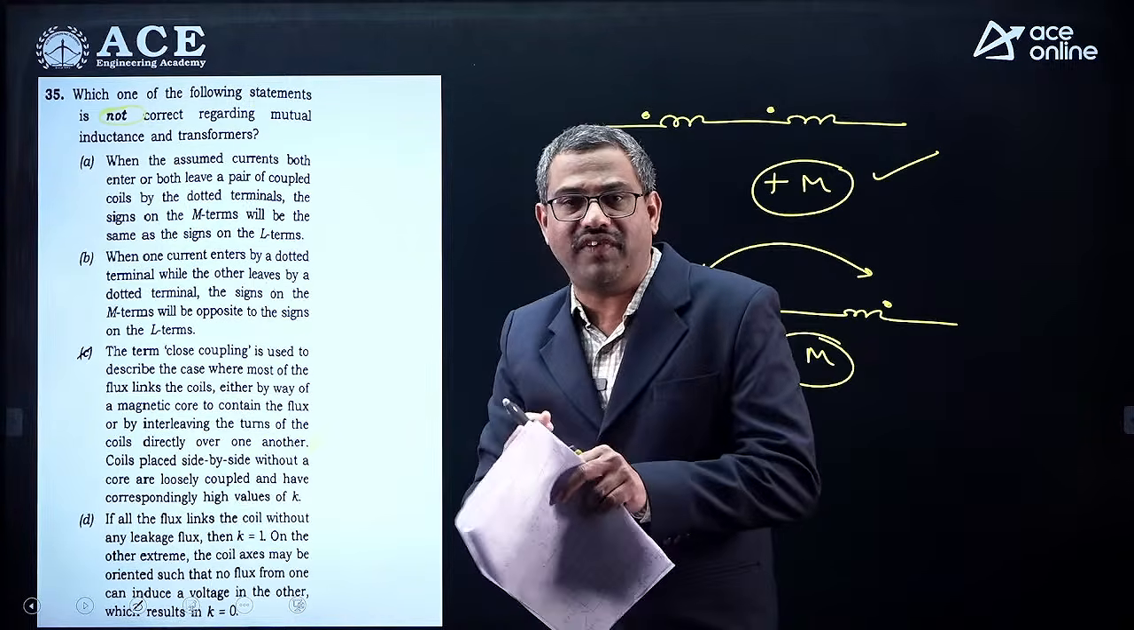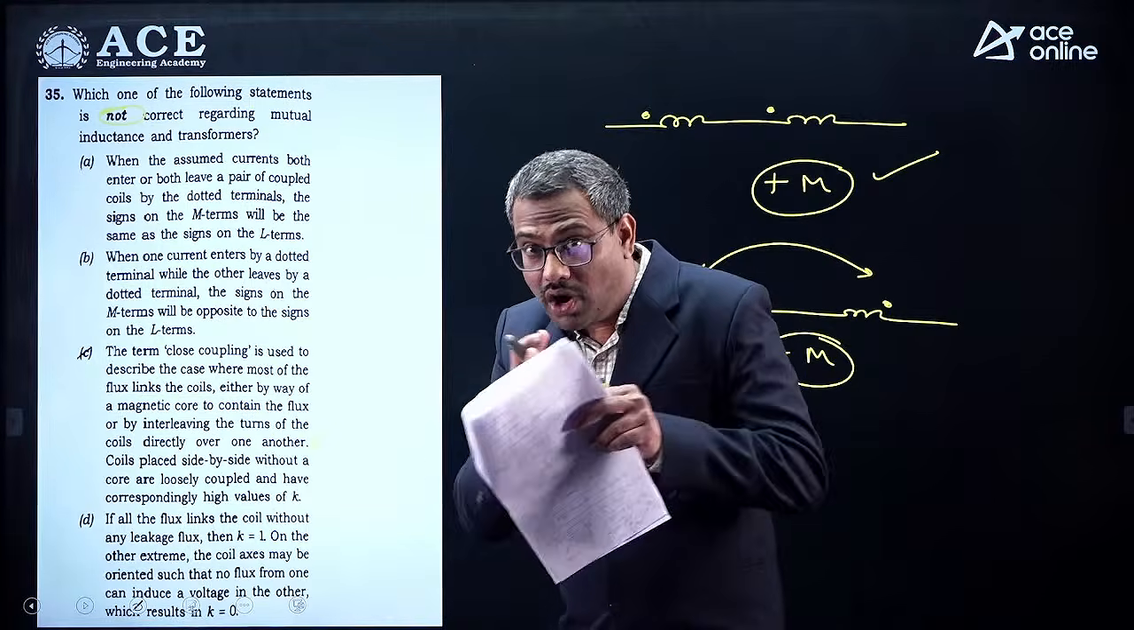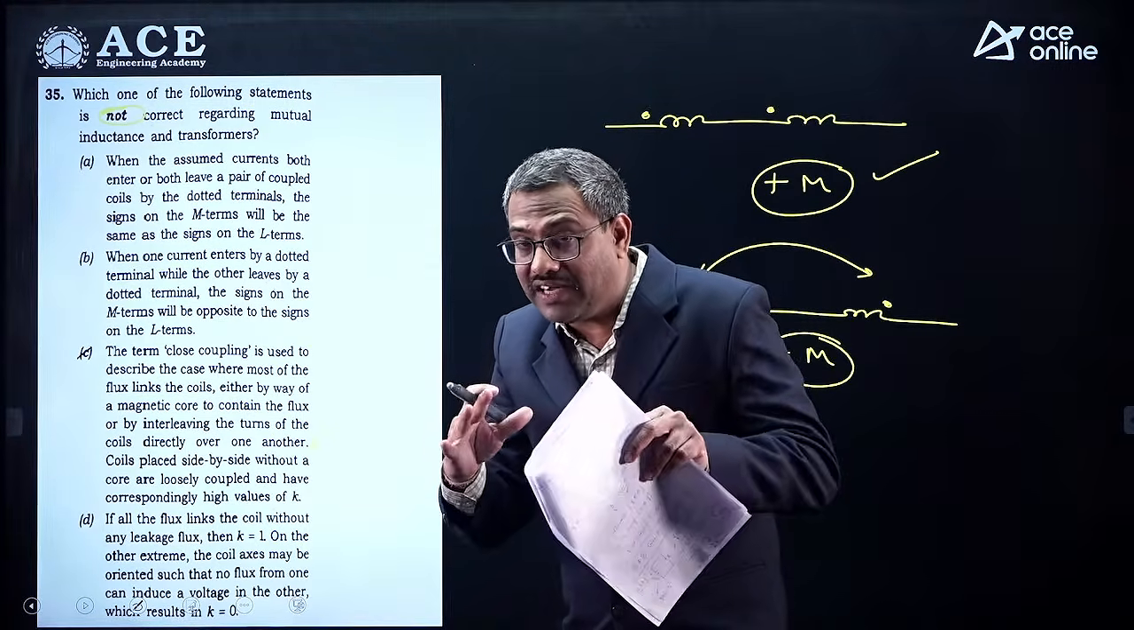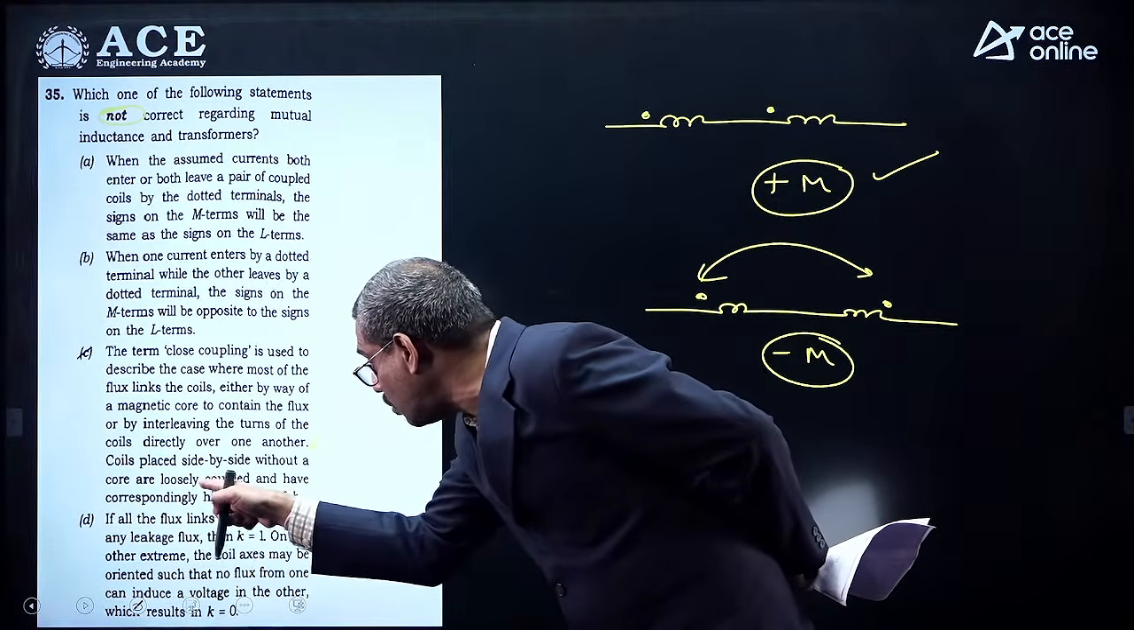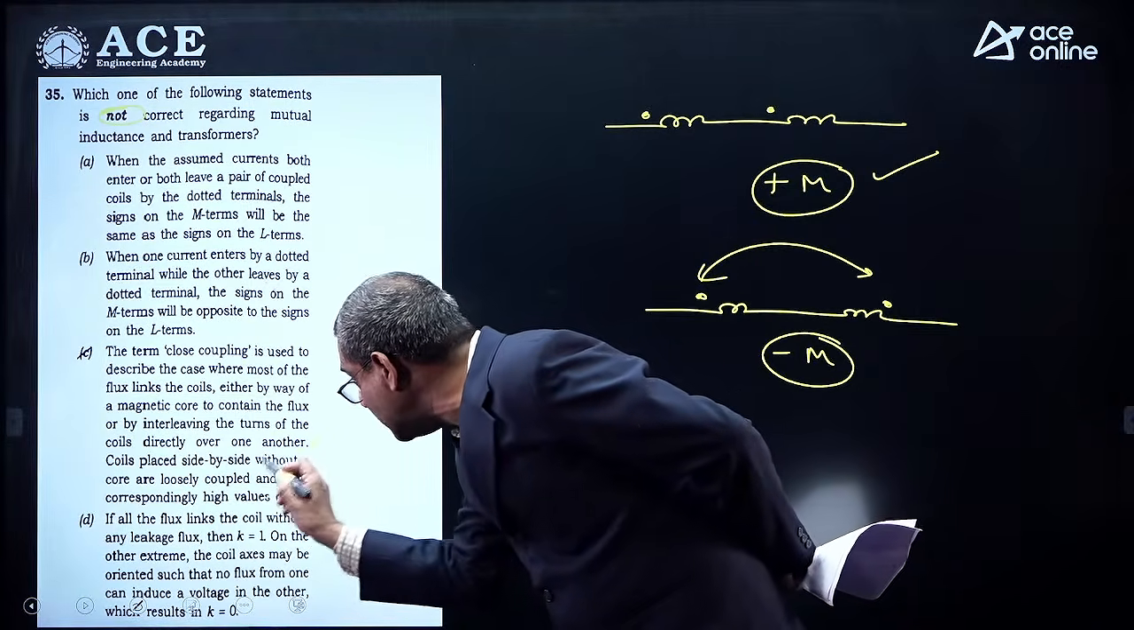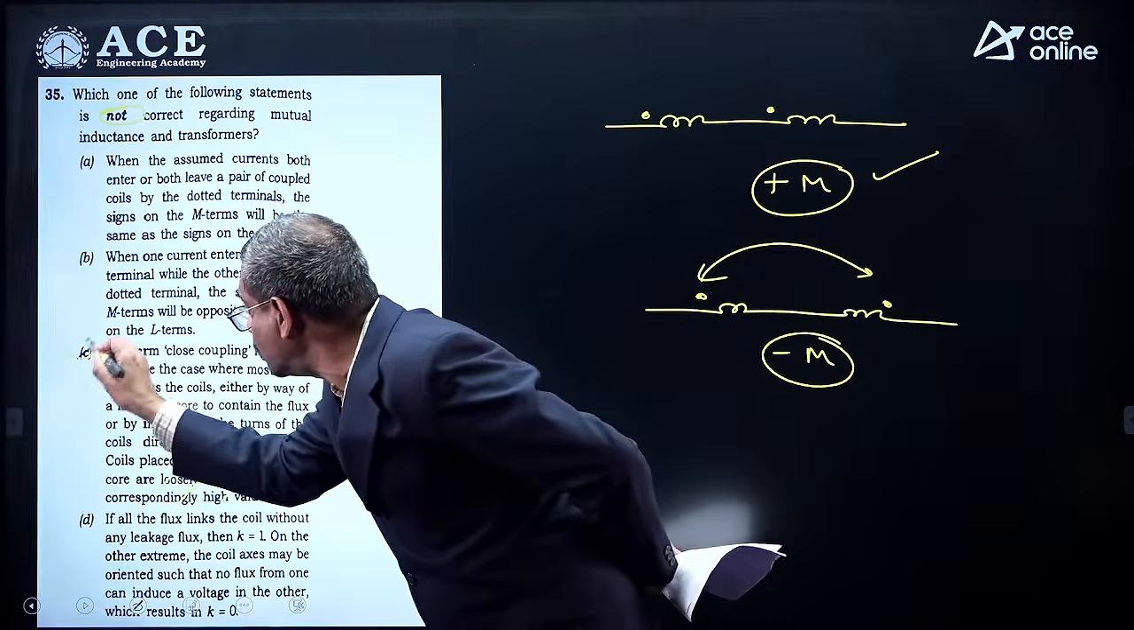Tightly coupled or perfectly coupled, K is high, but coils which are side by side and not perfectly coupled, K is low. But he said that coils placed side by side which are loosely coupled have high value K. So this is a wrong statement. Overall, this is a wrong statement.